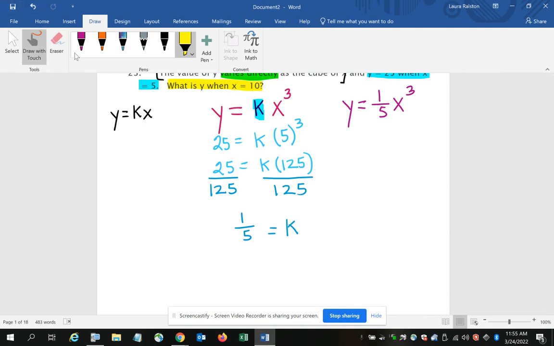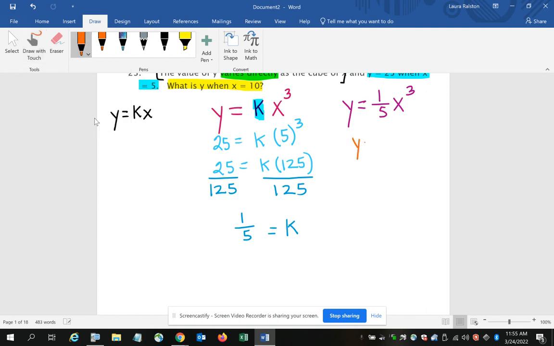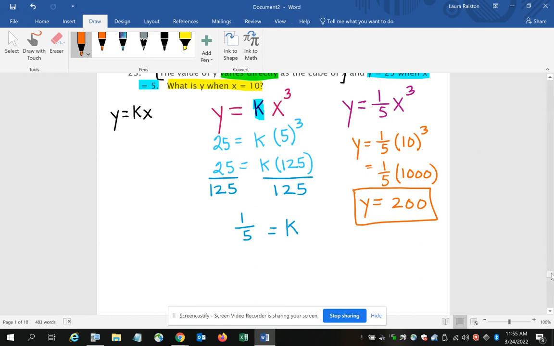So I'm going to substitute y equals 1/5 times 10 cubed. So I have 1/5 times 10 cubed is 1,000, and 1/5 of that is 200. So my ultimate answer is y equals 200. But guys, here again, it's a process. It's a step-by-step process.